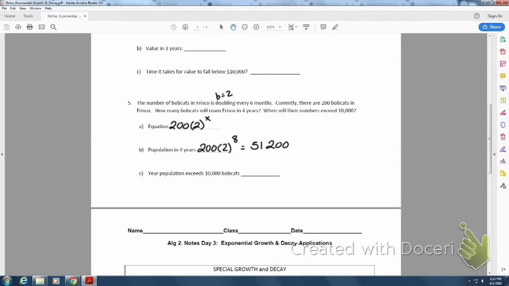And what year will the population exceed 10,000? Or how many years will it take for it to exceed? 3. Because x is representing 6-month periods. So if the x is 6, 6-month periods is 3 years. So they're just doing this to absolutely mess with you completely.